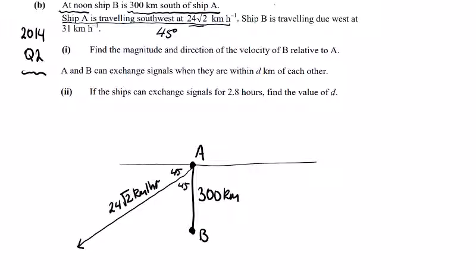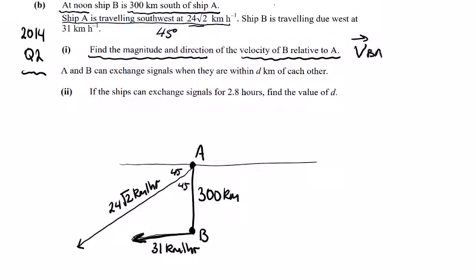What's ship B doing? Ship B is traveling due west at 31 kilometers an hour. So ship B is going in this direction, due west at 31 kilometers an hour. And we're asked to find, well, we write them out as vectors, but what are we asked to find here? Find the magnitude and direction of the velocity of B relative to A. The velocity of B relative to A, which all of you guys know is the velocity of B minus the velocity of A. So let's write these vectors out.